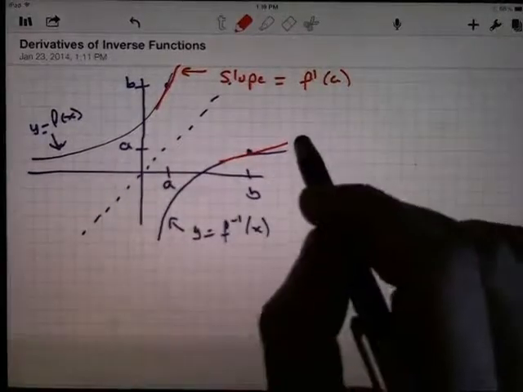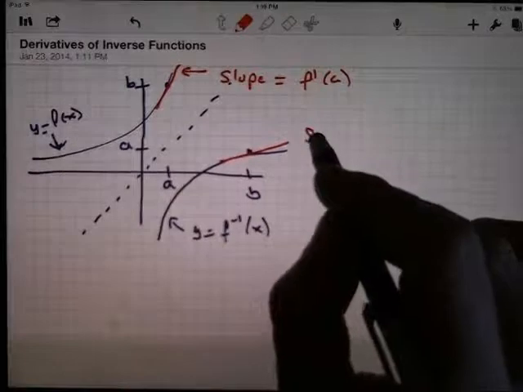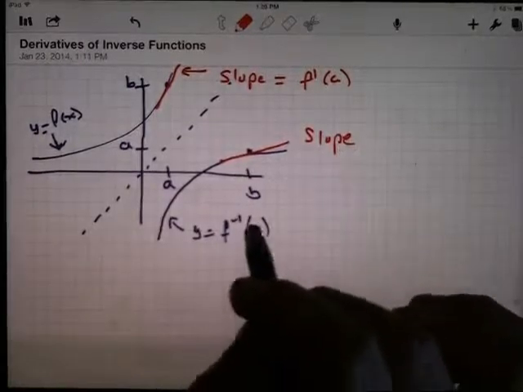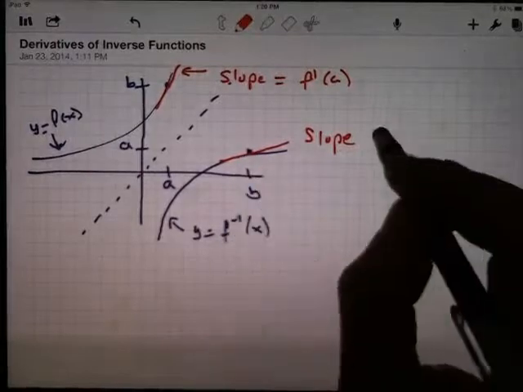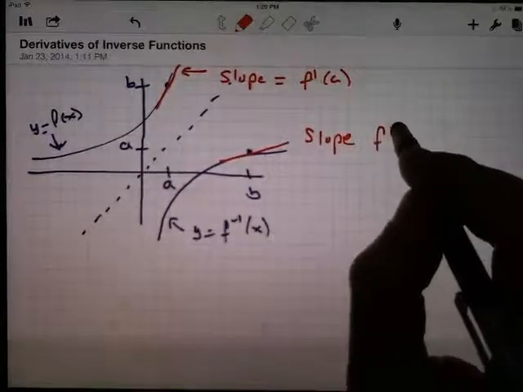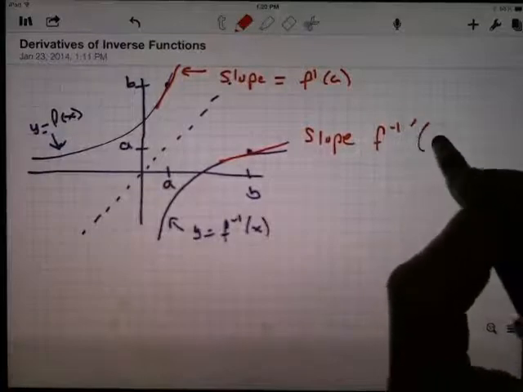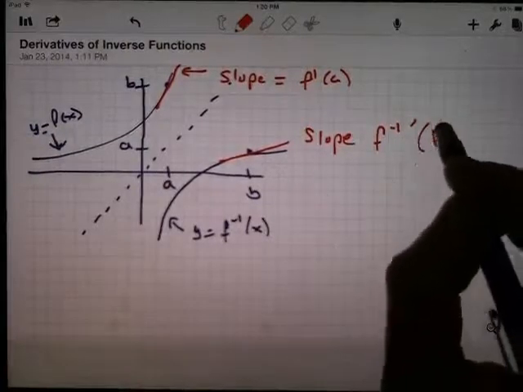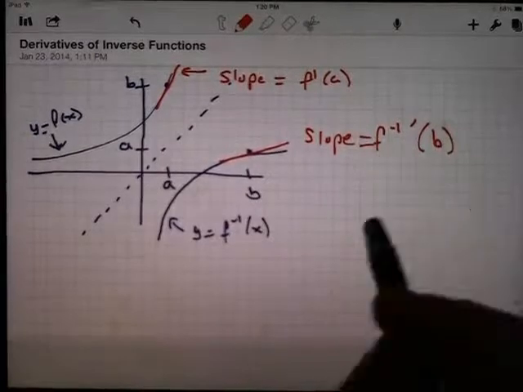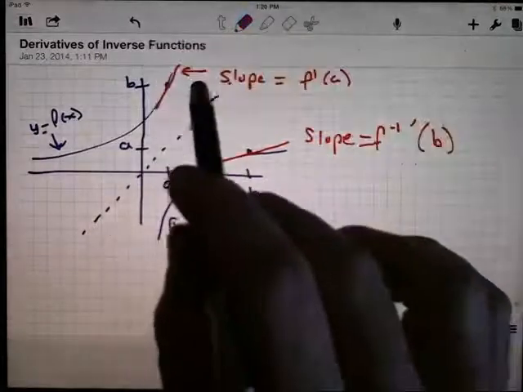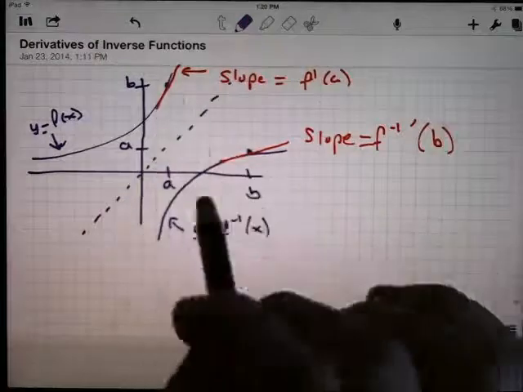Let's take a look at the slope of this line. Well, the slope is going to be the derivative of this function evaluated at that x value. So it's going to be, take the inverse function, that's the function I'm on, take its derivative and evaluate that at the point b. Okay, so the slope equals that. Now, I want to see how it's related to the slope up here. How are these two slopes related?